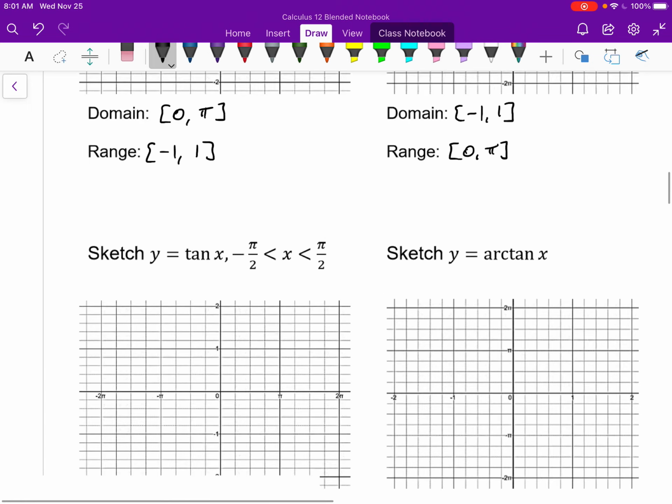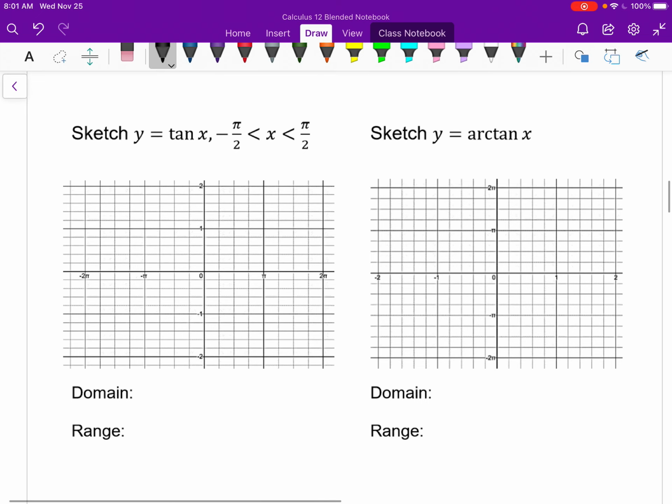Okay, and lastly, tan and arctan. Again, tangent. First of all, tangent, let me draw this here, goes through 0, 0, goes through pi over 4 comma 1 and negative pi over 4 comma negative 1. But tangent, if you look at this restriction from negative pi over 2 to positive pi over 2, notice it doesn't include those, and that's because those are asymptotes of tangent.